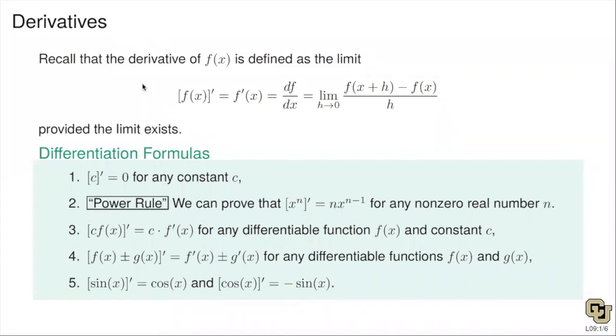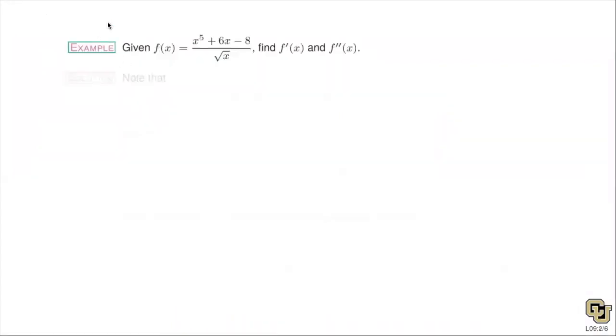So let's practice doing a derivative or two. Here we're asked to find the derivative of x to the fifth plus 6x minus 8 over the square root of x. We're asked to find the first derivative, f prime of x, and the second derivative, f double prime of x. The first thing we should notice is we don't have a rule yet for how to take the derivative of a quotient.